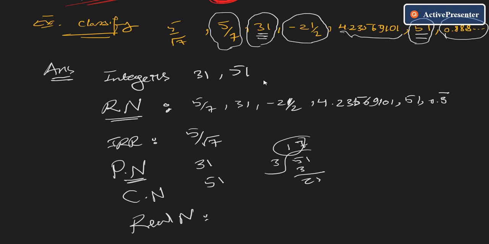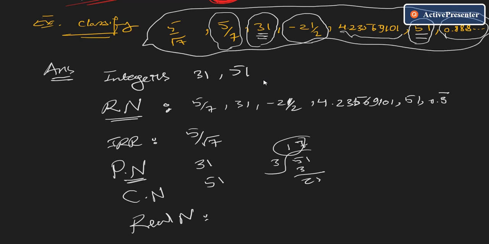So real numbers, what are the real numbers? Real numbers simply are all the numbers. All of them here are real numbers. As simple as that.